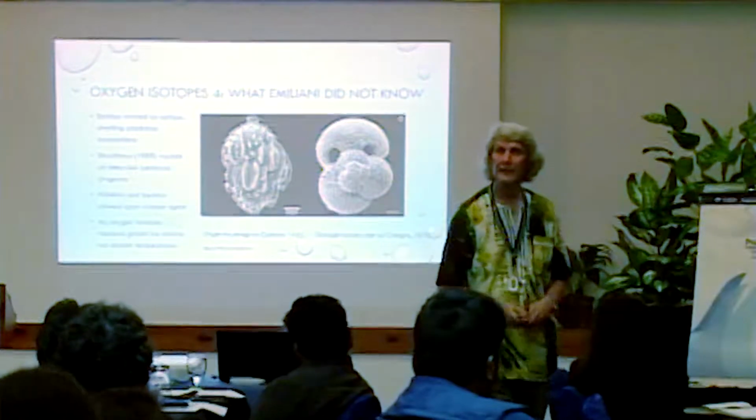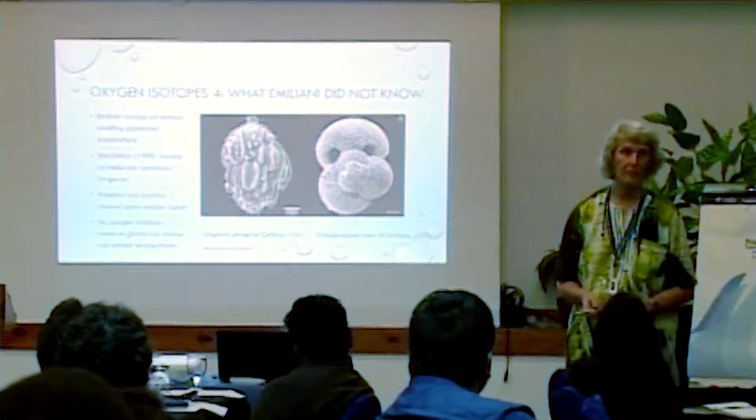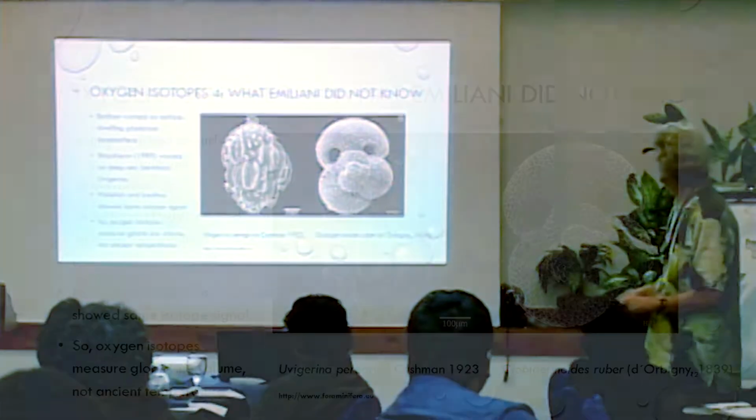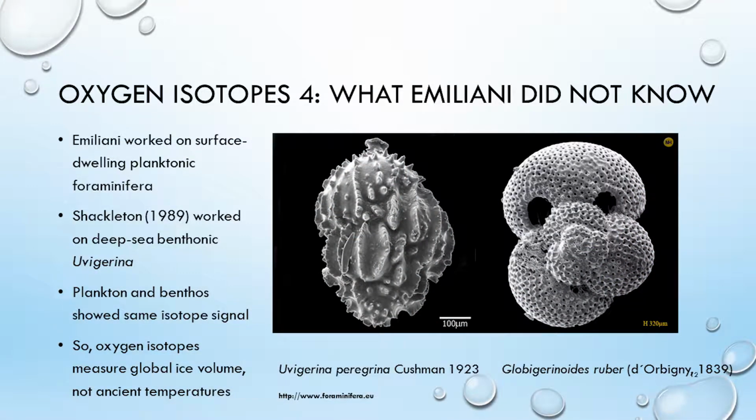What Emiliani didn't know, no fault of his, was that if you look at the oxygen isotope ratios in something that lives in the deep sea, this is a Uvigerina, and compare it with something that lives in the top few tens of meters of the water column, this is a Globigerinoides ruber, if you look at the oxygen isotopes in those, there's really not any difference.